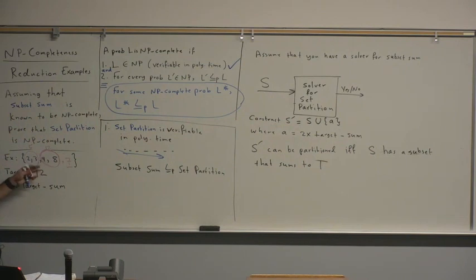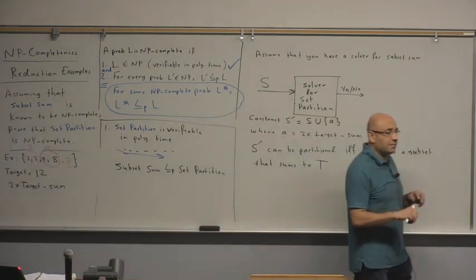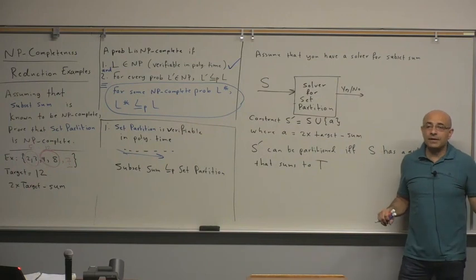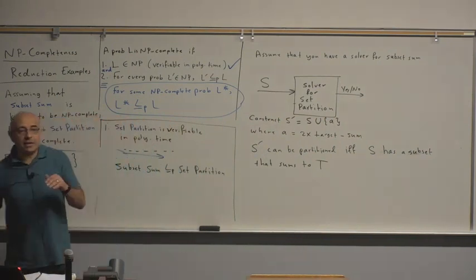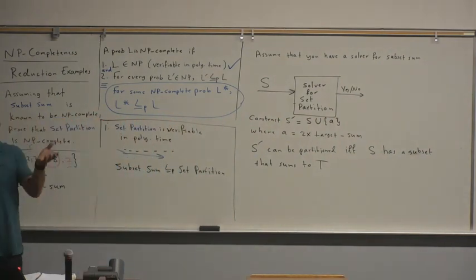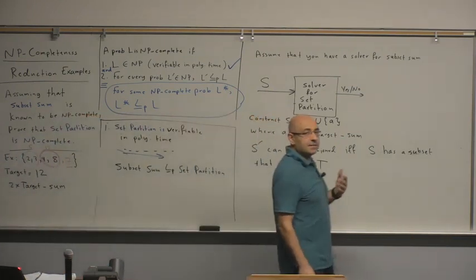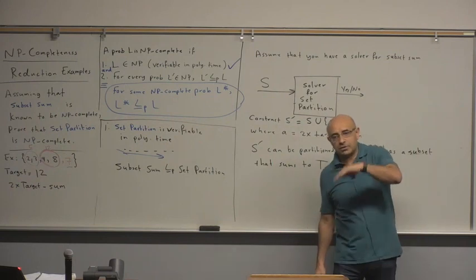Okay, so this reduction was trickier than the previous reduction. It was trickier because on the surface, subset sum looks more general. But in fact, we have proven that they are both at the same level of difficulty. We were able to do the reduction in both directions. We were able to reduce subset sum to set partition and to reduce set partition to subset sum.